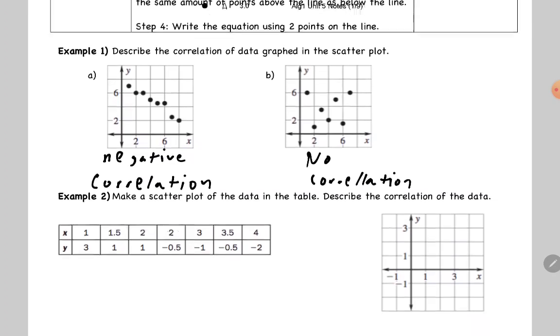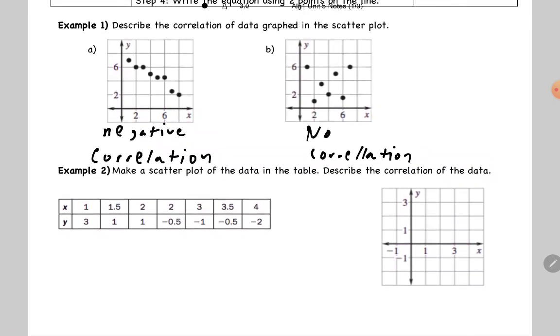Okay. Example 2. Make a scatter plot of the data and then describe the correlation. So they just want a scatter plot. That means just dots, no lines.